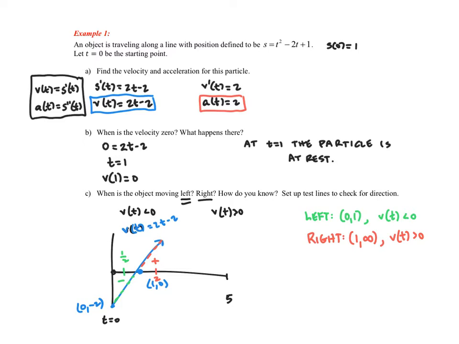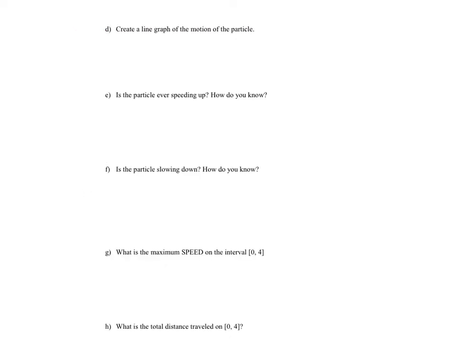Okay, and since v of 1 is 0 right here, then we know that it's changing sign at that point. Okay, let's continue. Part D is asking us to create a line graph of the motion of the particle. So here's what a line graph will look like. We'll just create a horizontal line.